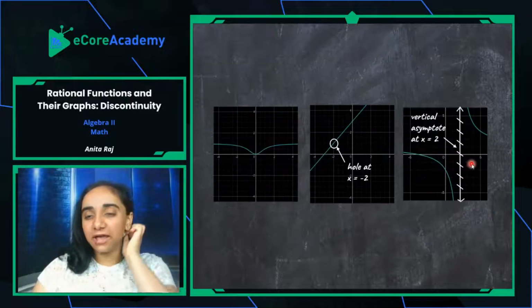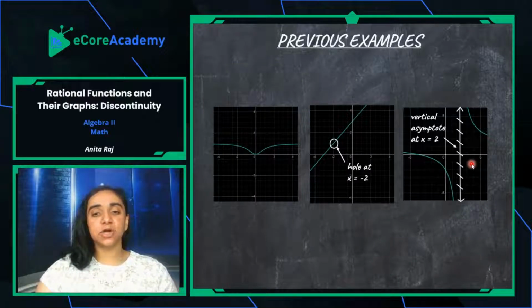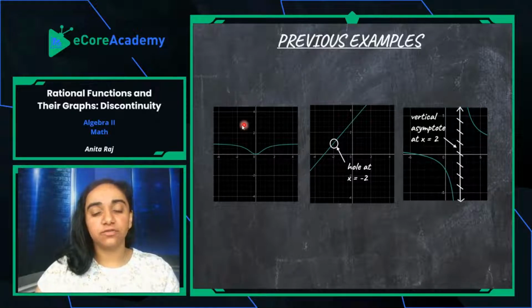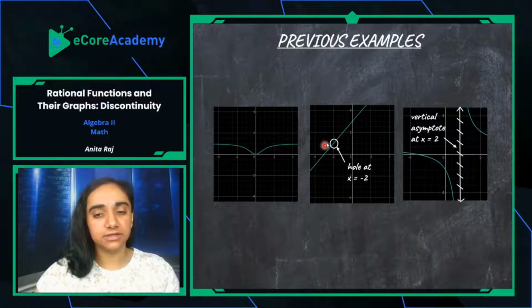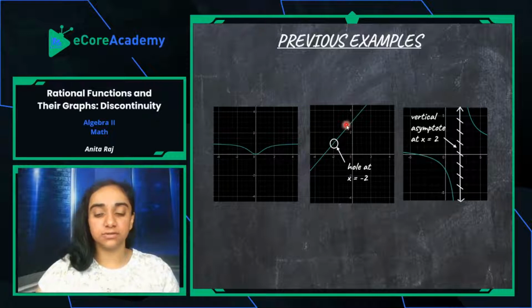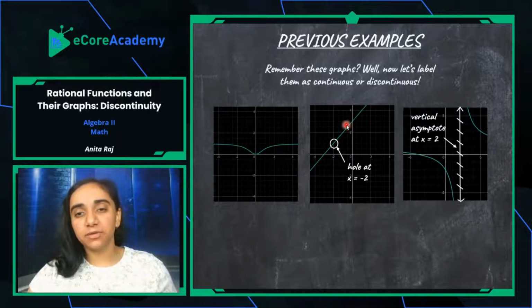All right, enough of that. Let's get into previous examples. Hopefully you recognize these three graphs from the last video. This was our first graph we looked at, second graph, and then the third graph. Here's just a graph, and then here's another graph, but as you can see, it's a line with a hole in it. And then here we got a function, but it has a vertical asymptote at x equals 2, and the hole here is at x equals negative 2. So hopefully you remember these graphs.